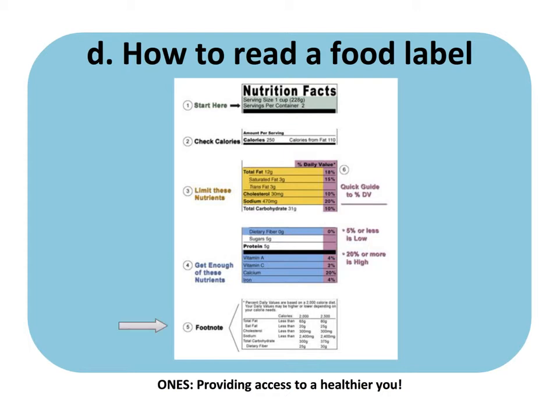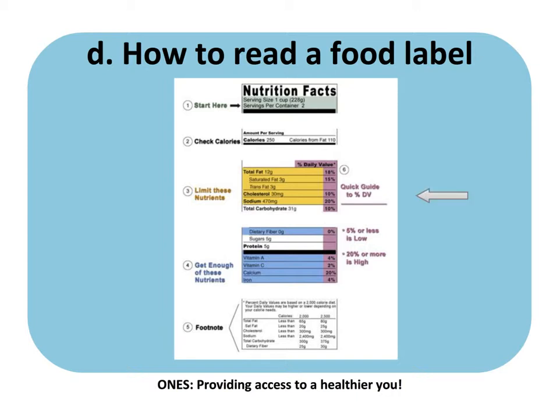Step number 5 is looking at the footnote on the bottom section of the label. All food labels must carry a footnote saying, "% daily values are based on a 2,000 calorie diet." The remaining part of the footnote is not required if the size of the label is too small.